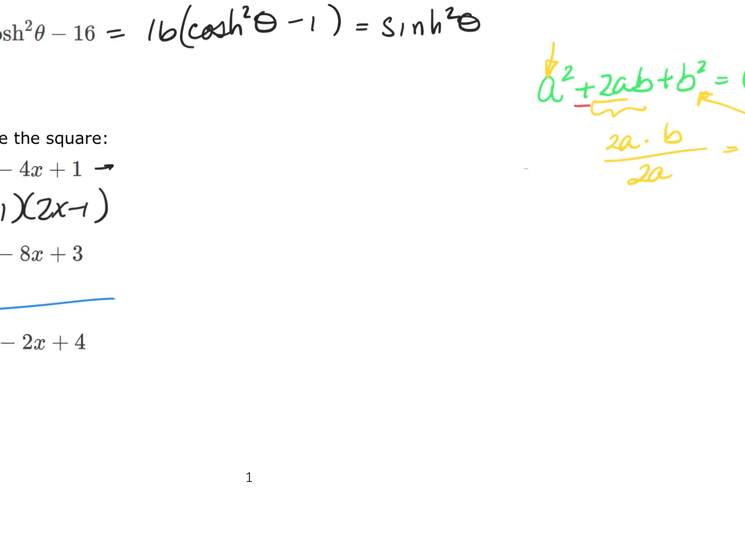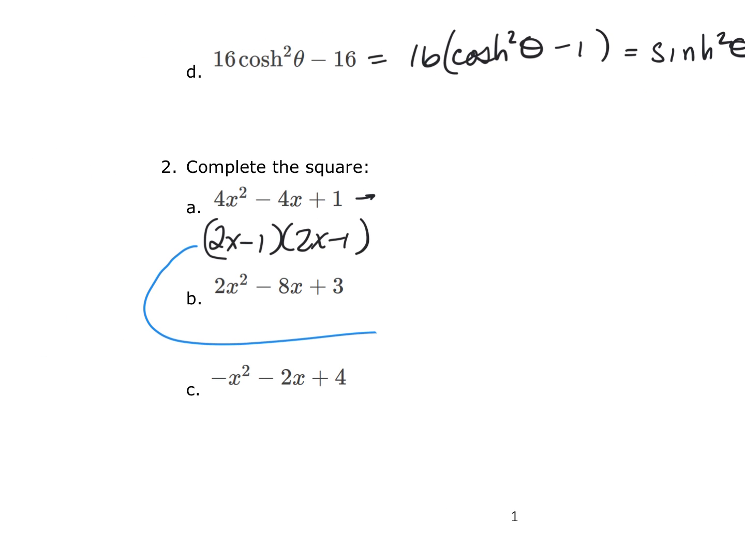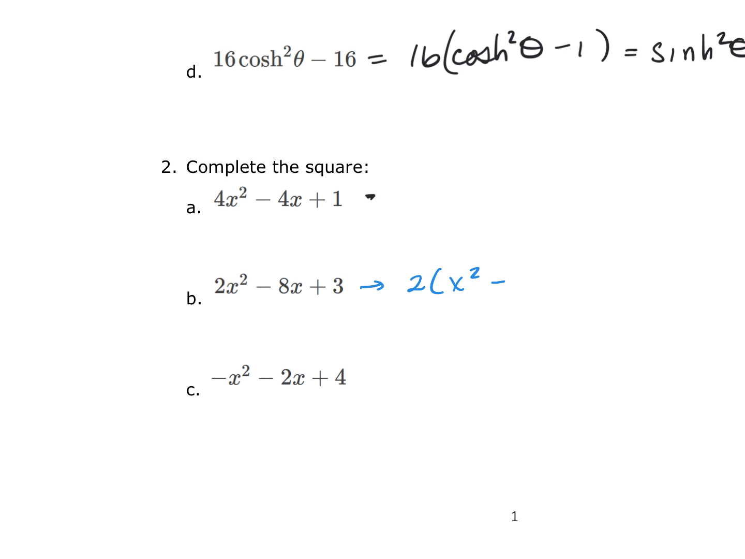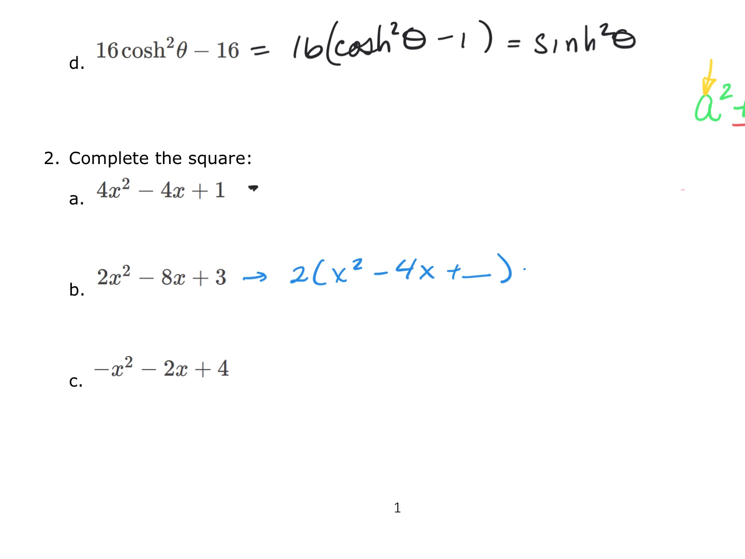Now, let's come back here and do the next one. Similarly, I am going to write this as 2x squared minus 4x plus some blank, plus 3 minus 2 multiplied by some blank. Because remember, if this coefficient is 2, it's really 2x squared minus 8x, and then 2 is going to be multiplied by this blank, so then I have to take off that 2 by that multiplication.